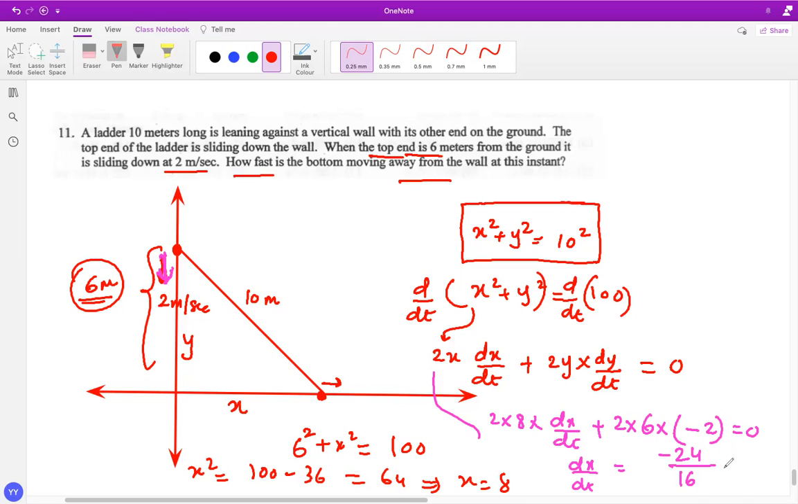So this is the rate at which the ladder is moving towards the right. It's coming out positive, you can see. Hence you can see that the rate at which the ladder is slipping is that value.